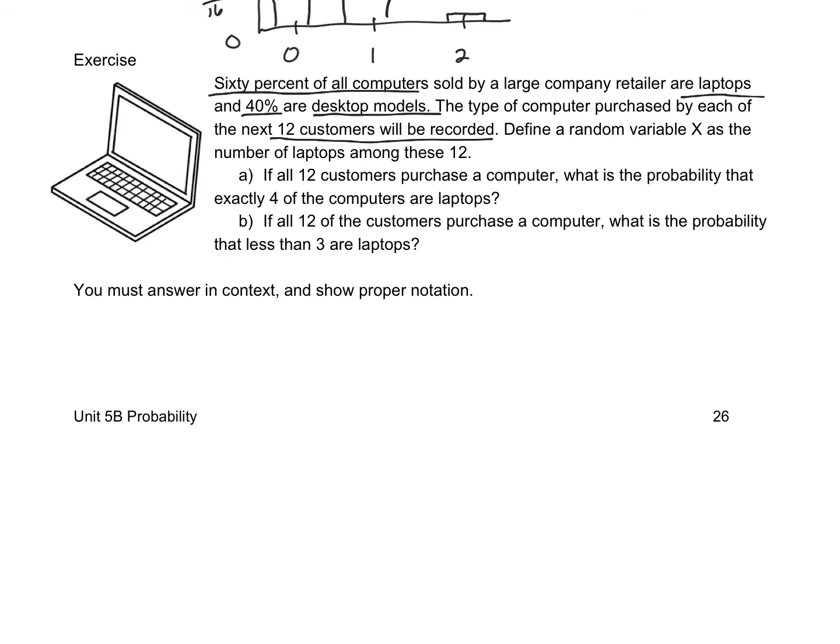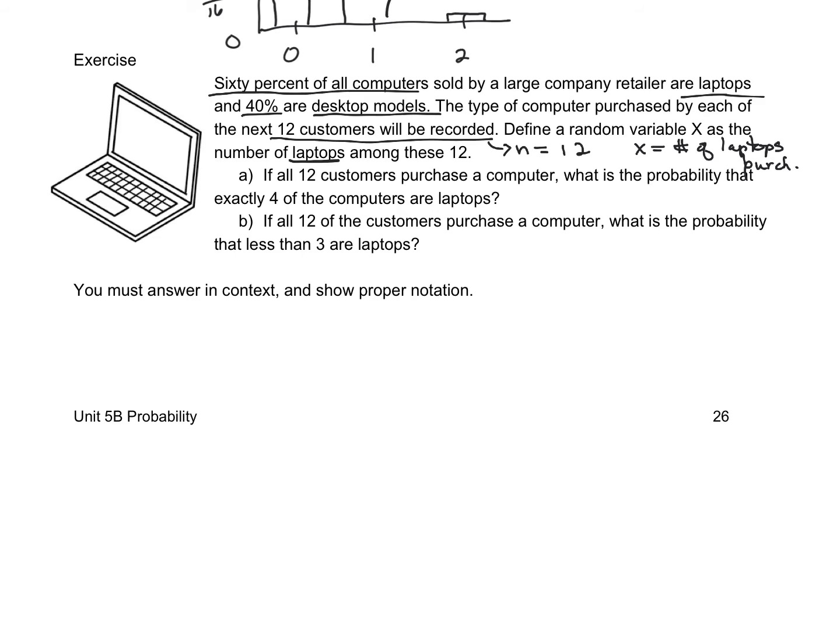What does this 12 customers recorded tell me? It's a finite number. So already we have n equals 12. So let's define a random variable as the number of what? Laptops. So x is the number of laptops purchased. So does this make it binary? What would be success? A laptop. You bought a laptop. That means failure would be what? Not a laptop, which would then be a desktop, wouldn't it?